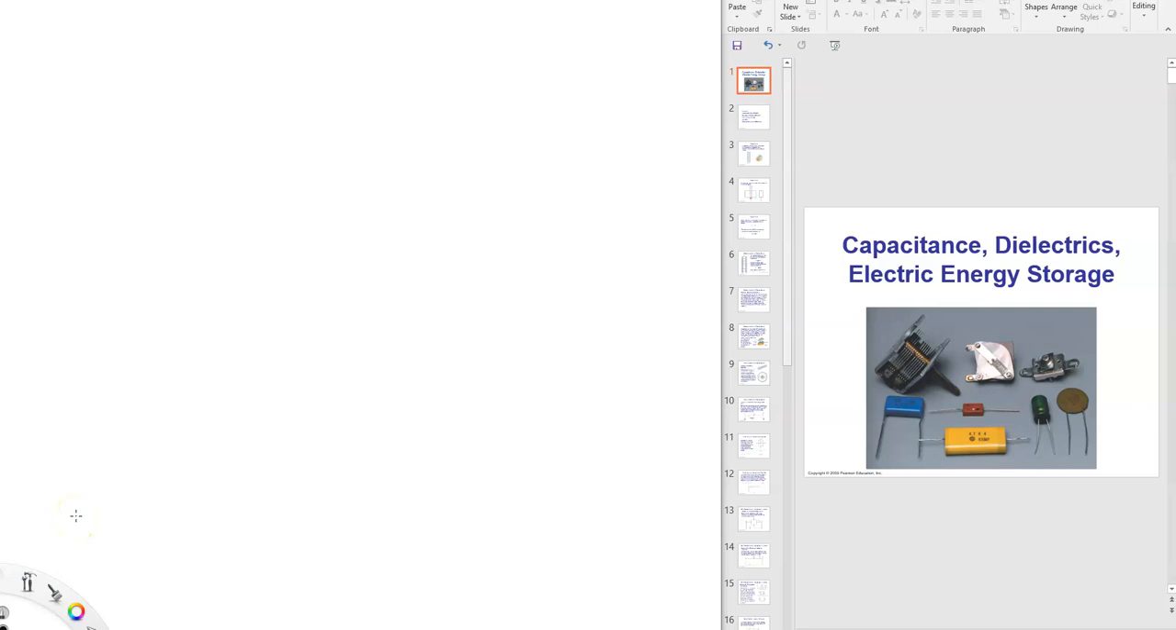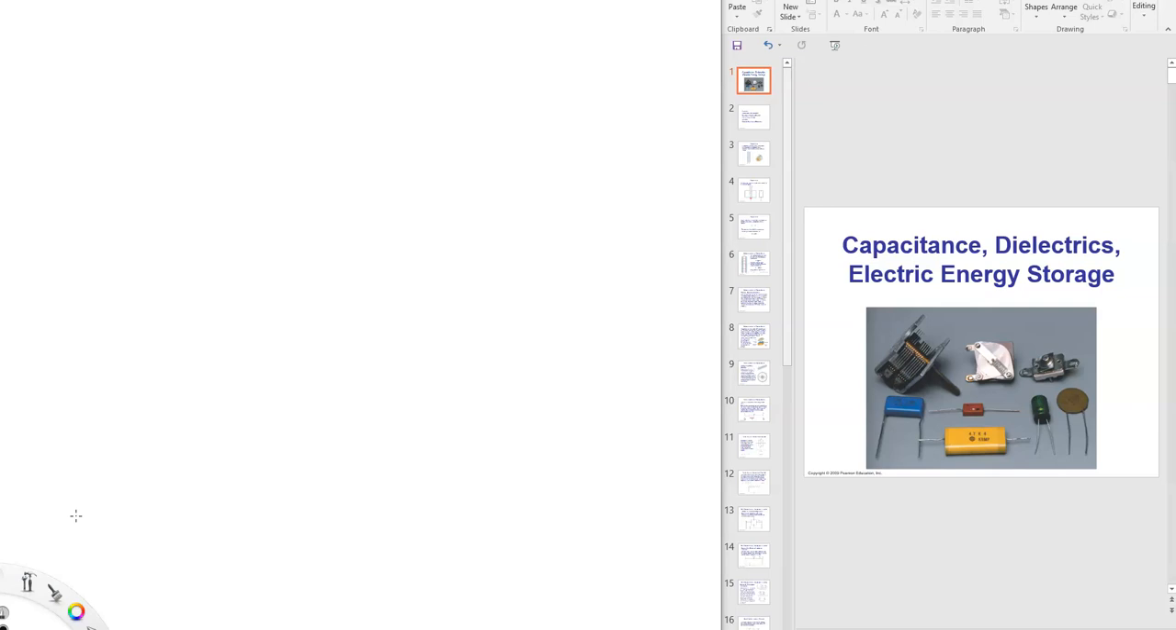Hello everyone. So today we are discussing a new topic. It's capacitance, dielectrics, and electrical energy storage. Capacitance is also an important concept in physics when it comes to mainly electricity, in studies of electricity. Capacitor is a very useful circuit component we use in many electrical circuits.